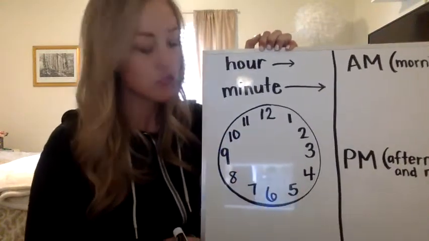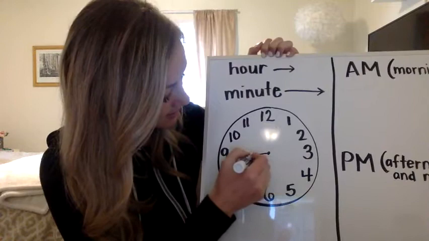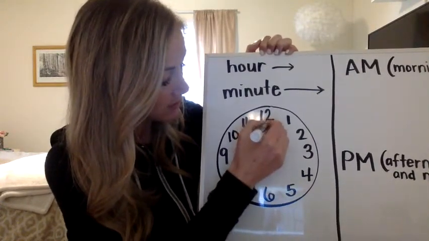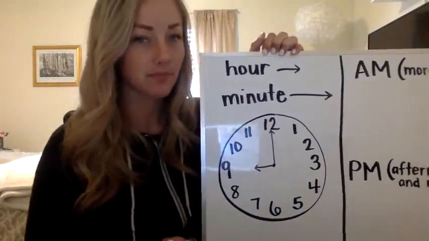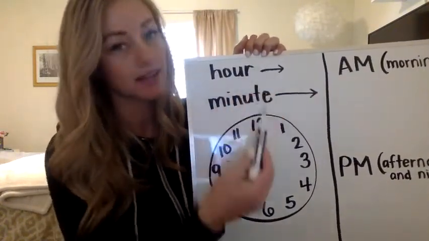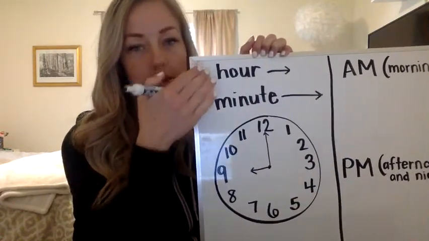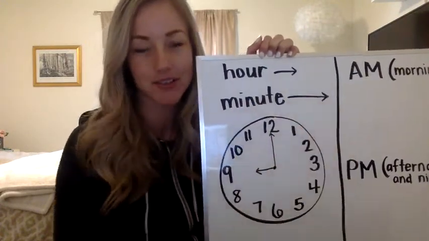Okay? So if you see the short hand pointing at the 9, and then the long hand pointing at the 12, that's going to be the time 9 o'clock. Okay? So remember, the hour is the short one, the minute is the longer one. And if you can't remember it, just think about the word hour and the word minute. Minute is longer, so the hand's going to be longer, okay?